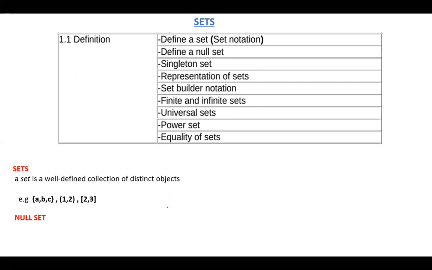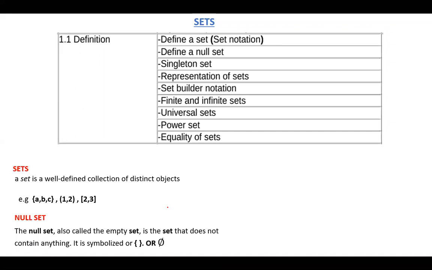All right. So what is a null set? A null set is also called an empty set. It is a set that does not contain anything in it. It's symbolized by this, or a 0 which has been cancelled. Today we're going to look mostly at the definitions and everything, so that tomorrow we go into practical questions.